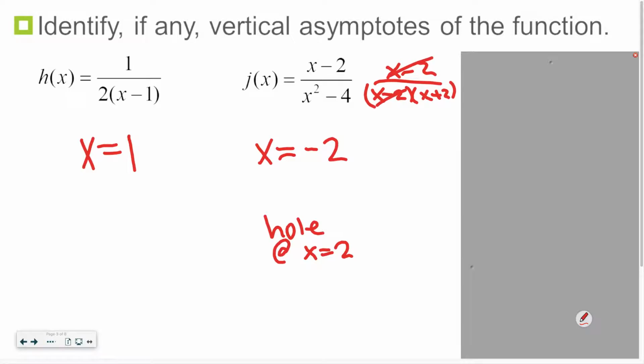You would simplify to 1 over x plus 2 before you evaluated this limit if it were at -2. Okay? Now, I decided we could do this one together.